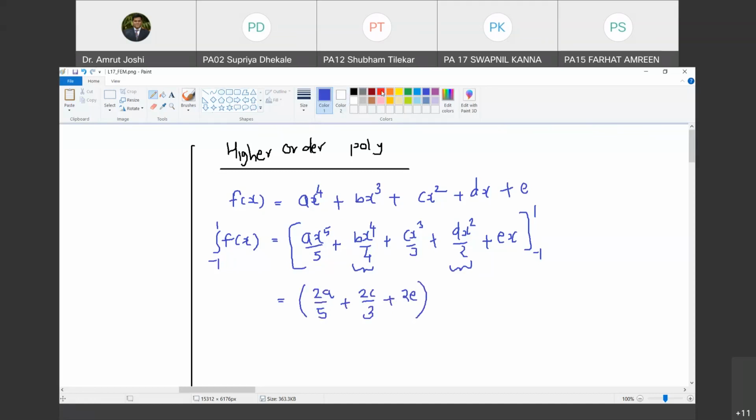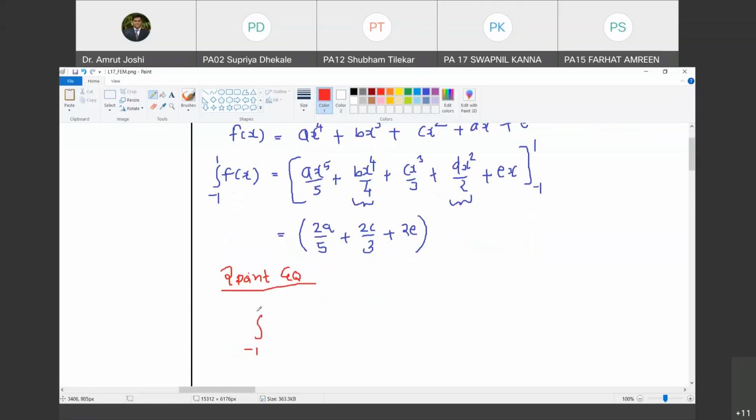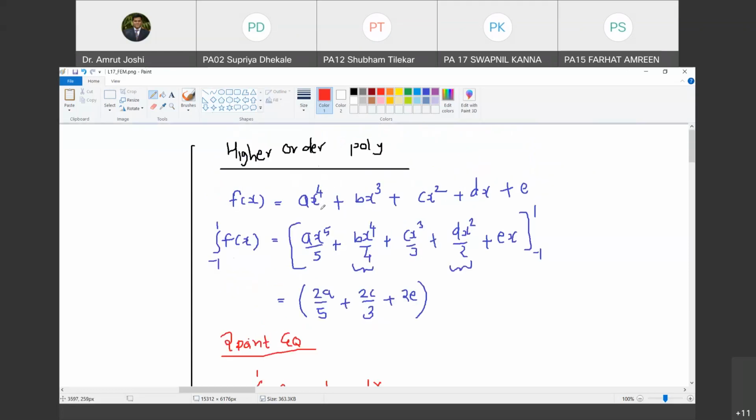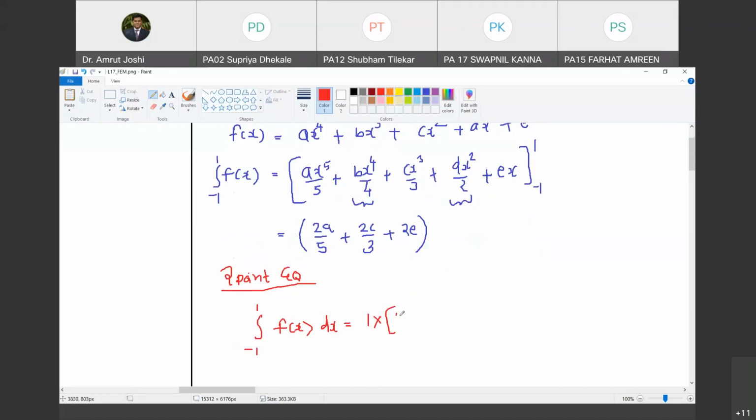This is the exact answer. This is exact integration. Let me try to use 2-point Gauss quadrature. So what does it say? It says the integration from -1 to 1 of f of x dx is equal to w1 into f of x1, where w1 is 1, and x1 is 1 by root 3. So I'm going to substitute x1 equal to 1 by root 3 here. So it is going to be a into 1 by root 3 raised to 4 plus b into 1 by root 3 cube.